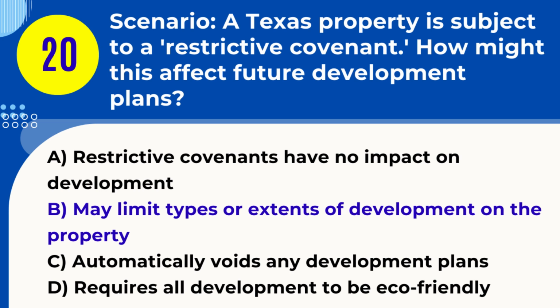Answer. B. May limit types or extents of development on the property. Explanation. A restrictive covenant on a Texas property can significantly impact future development plans, as it may impose specific limitations or conditions on how the property can be used, developed, or modified. These covenants are legally enforceable and must be adhered to by property owners.